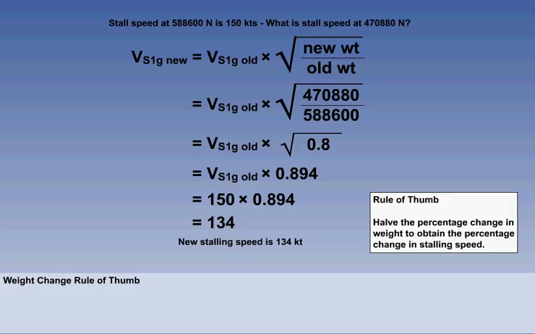A useful rule of thumb that can be derived from such calculations is that halving the percentage change in weight, either up or down, will give the approximate percentage change in stalling speed. In the example, a 20% weight reduction gives about a 10% speed reduction. This rule of thumb can be very useful, not least as a gross error check during exams.